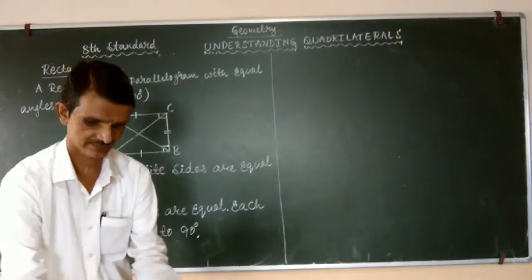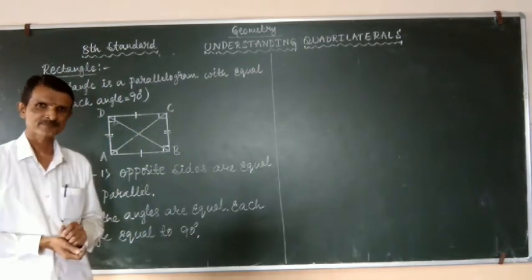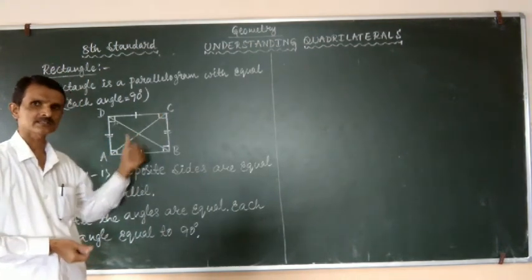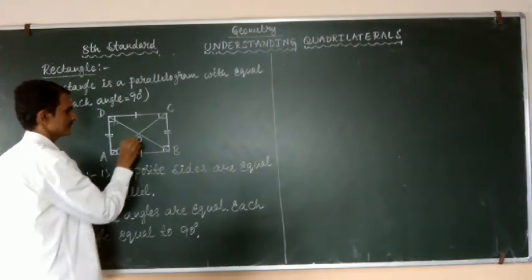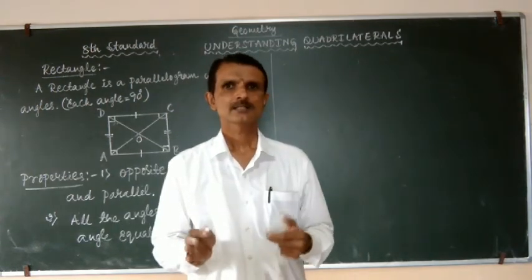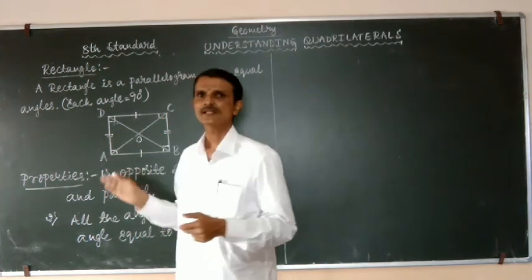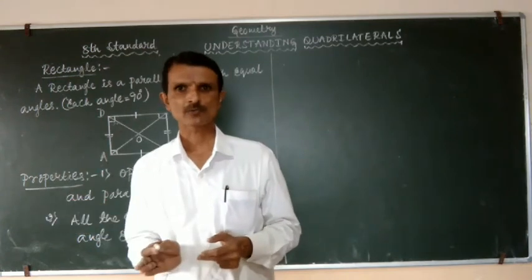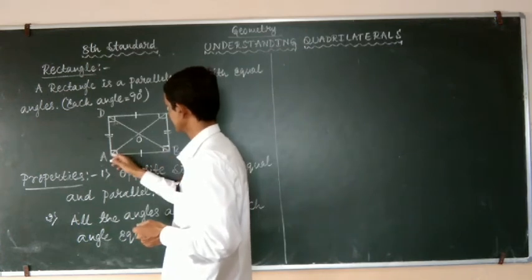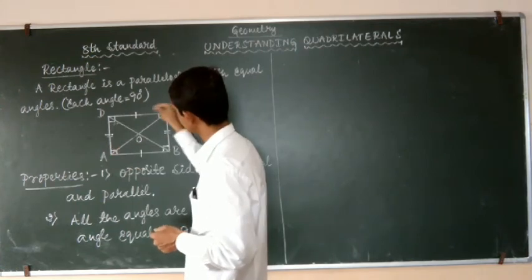If you observe here, as in the parallelogram, in the rectangle the diagonals bisect each other. But the difference is, in a parallelogram the diagonals are unequal, whereas in the case of a rectangle, if you measure the length of the diagonals, they are equal. So AC is equal to BD.